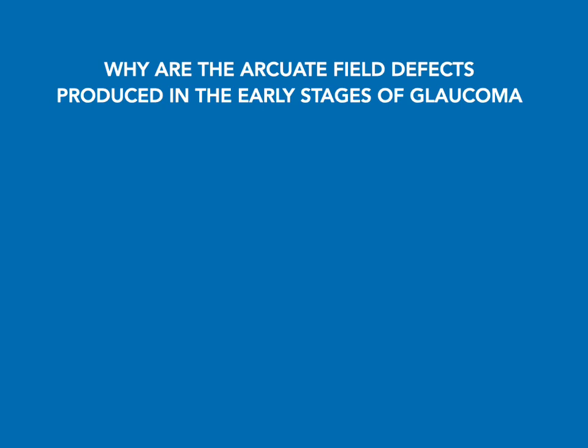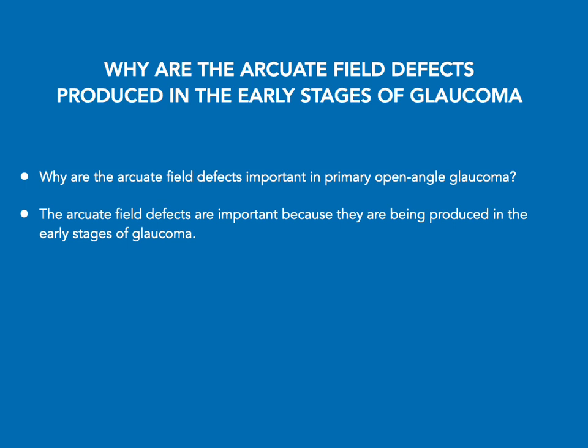Why are the arcuate field defects produced in the early stages of glaucoma? Why are the arcuate field defects important in primary open-angle glaucoma? The arcuate field defects are important because they are being produced in the early stages of glaucoma.